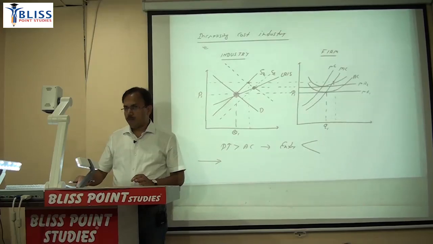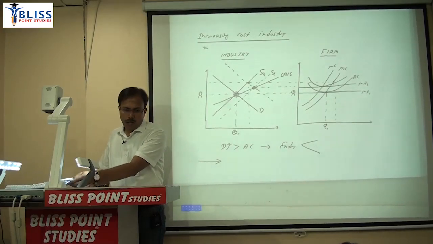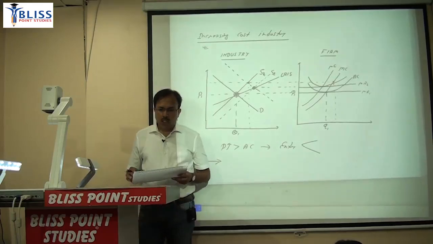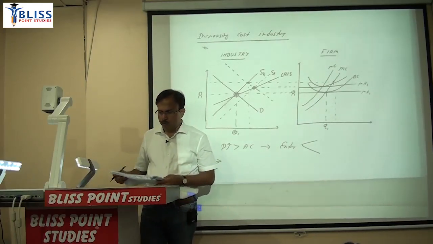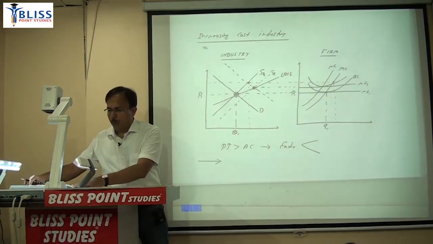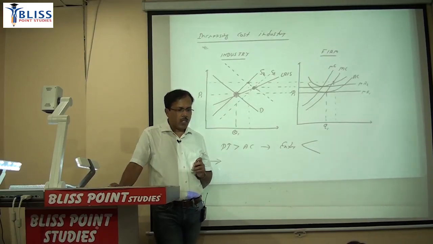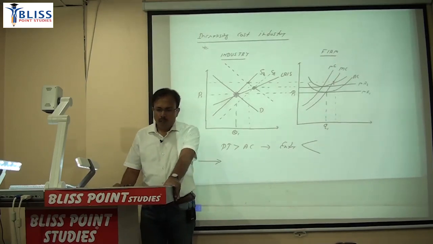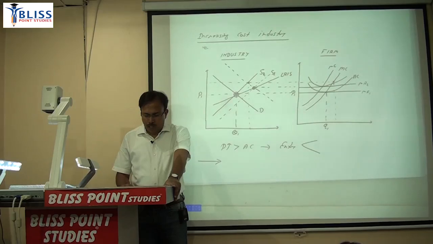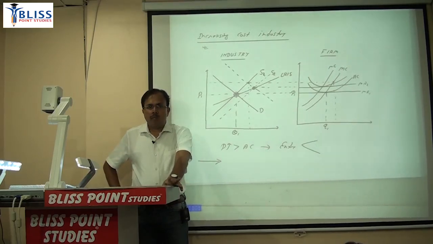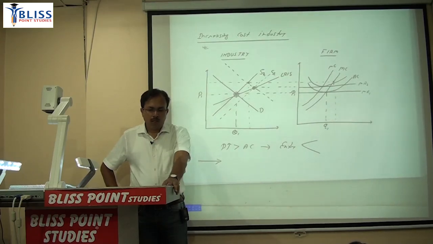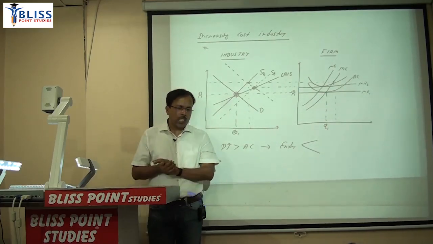Decreasing cost industry. An industry is said to be a decreasing cost industry if the price of factors of production decreases as the industry expands.